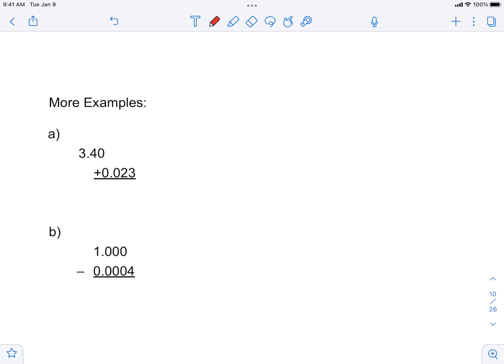Okay. I apologize for the first example not being aligned. I guess I had to tab that one over. So it's easiest if you make the effort to make sure the numbers are aligned. It's easier to see.